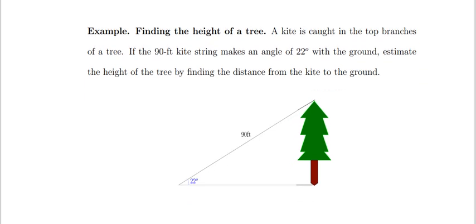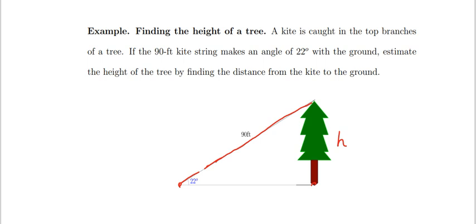So for this problem, we want to find the height of a tree. One thing we can measure is this distance. Say some people play with a kite, and the kite is caught in the top branch of the tree. So we know the length of the kite string is 90 feet, and we can measure this angle, 22 degrees.